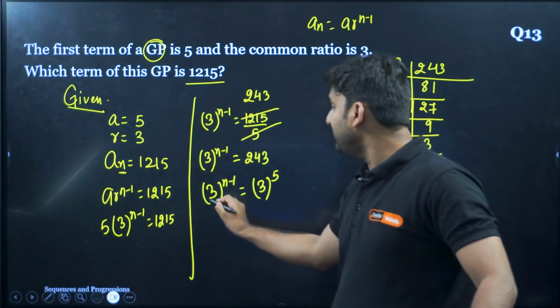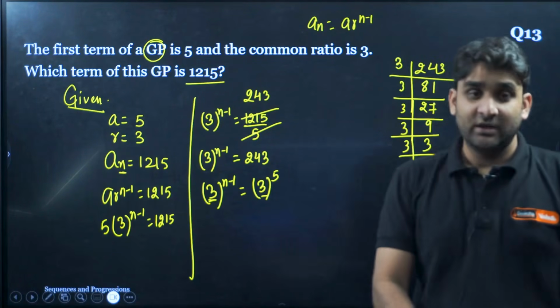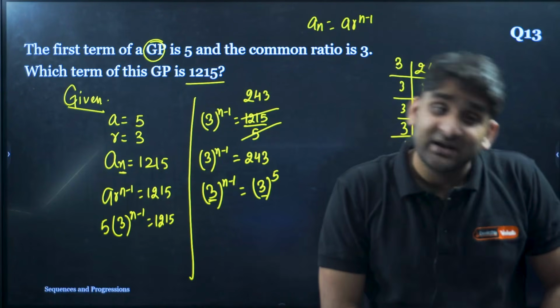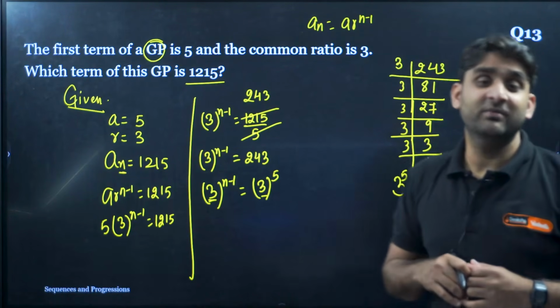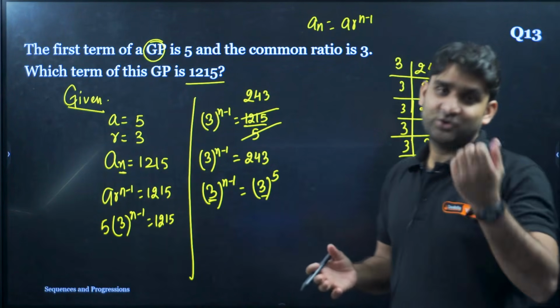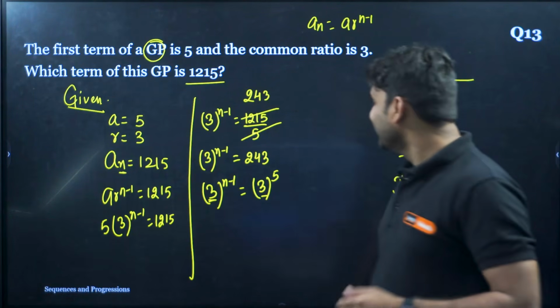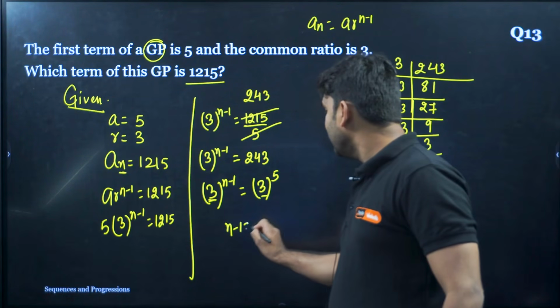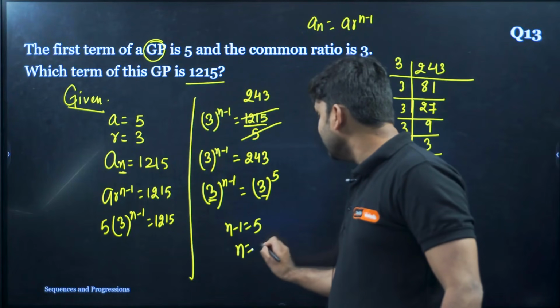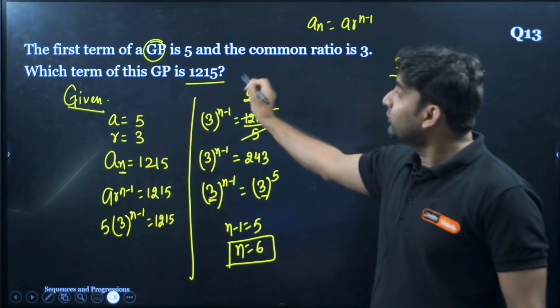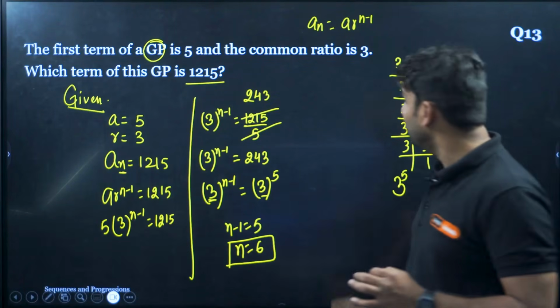And can you see base? Base at RHS, base at LHS, both are same. And if bases are same, the exponents must be same. So n minus 1 is equal to 5. So n is equal to 6. Answer. It means that 1215 will be the sixth term.